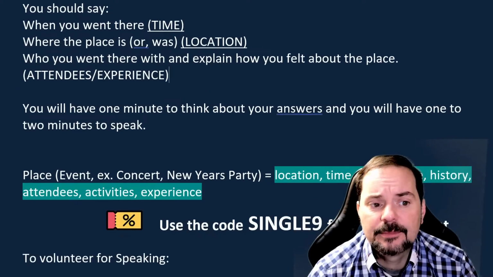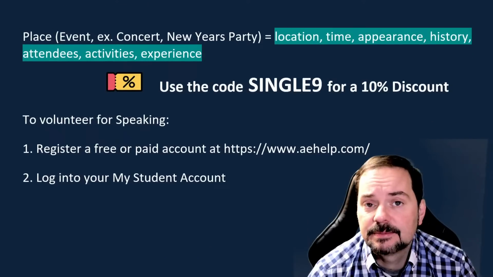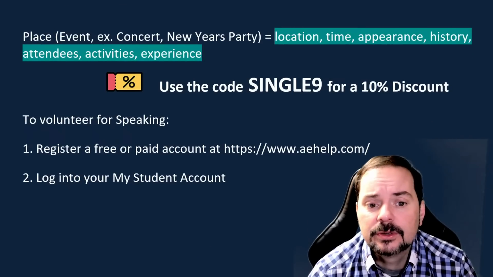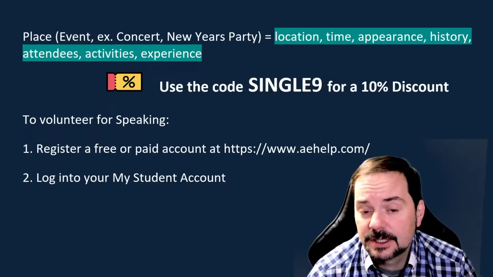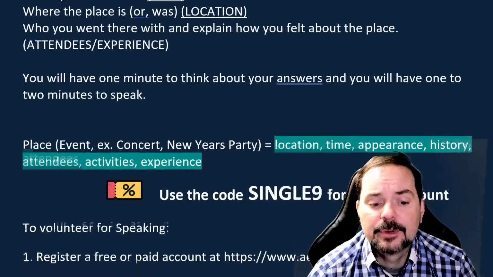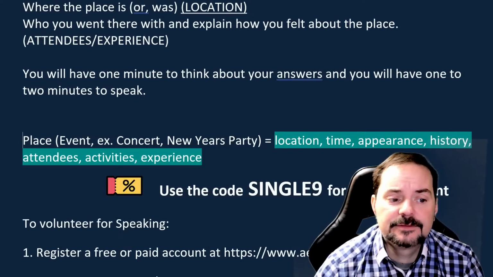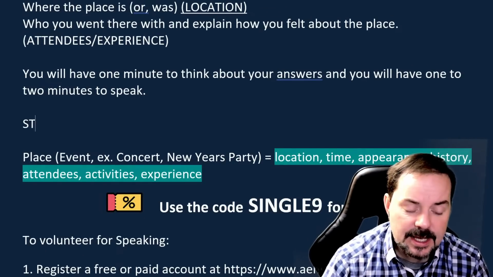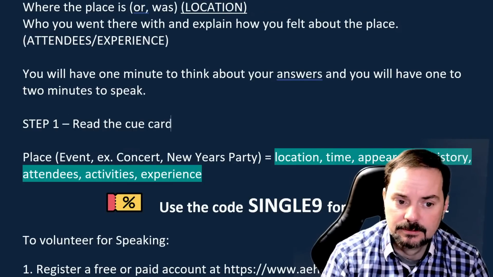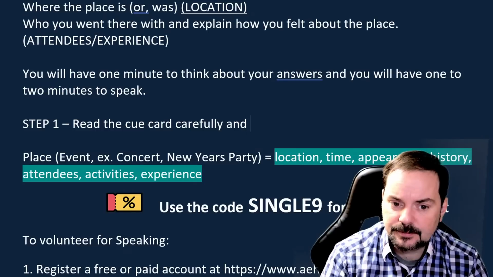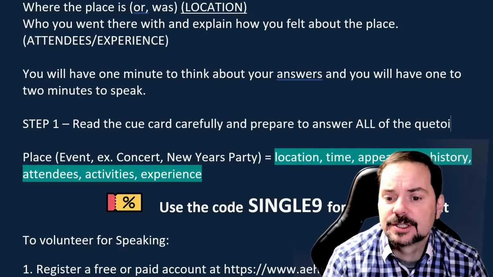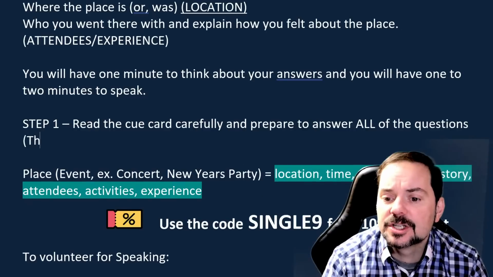Let's go to the next step. Okay, so the next step is identifying that it's a place, a crowded place in this case that you have been to. It's thinking about all of these elements like location, time, appearance, history. And what's the grammar? You also want to identify grammar in step 2. So step 1 is read the cue card carefully and prepare to answer all of the questions. This is not just a guide.